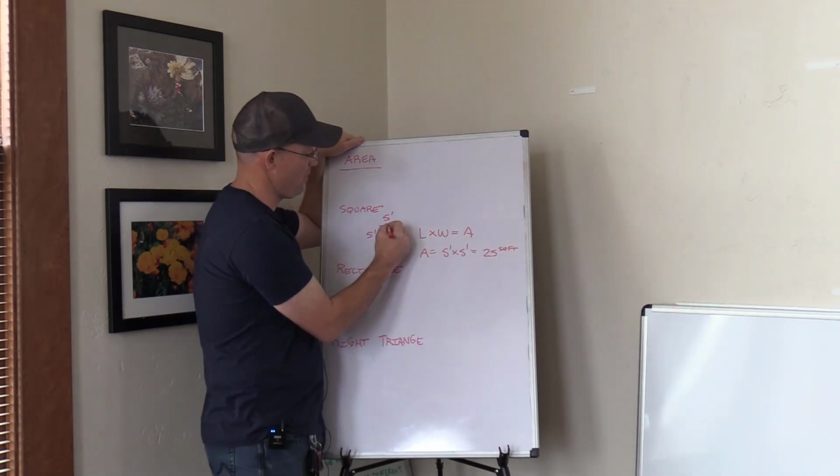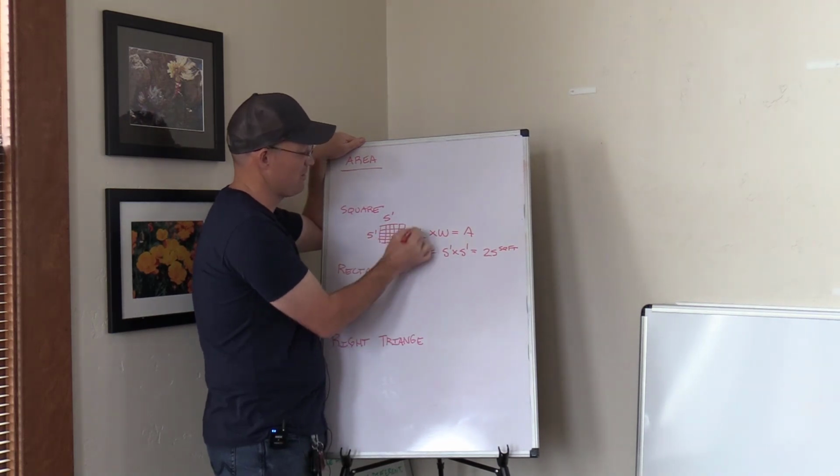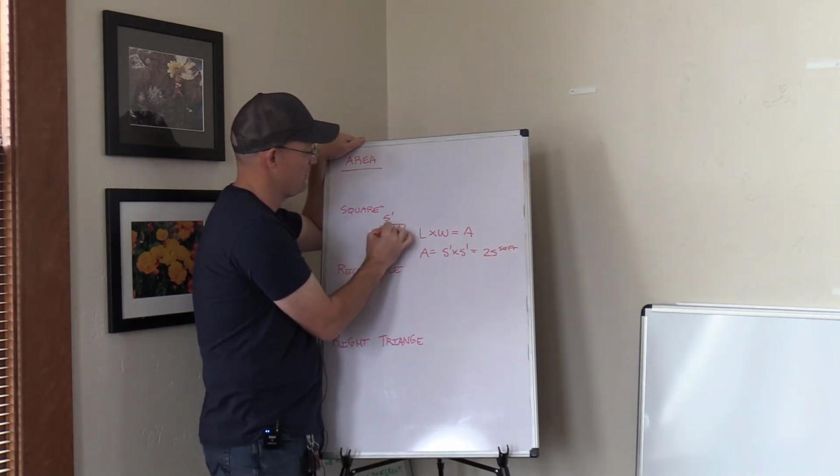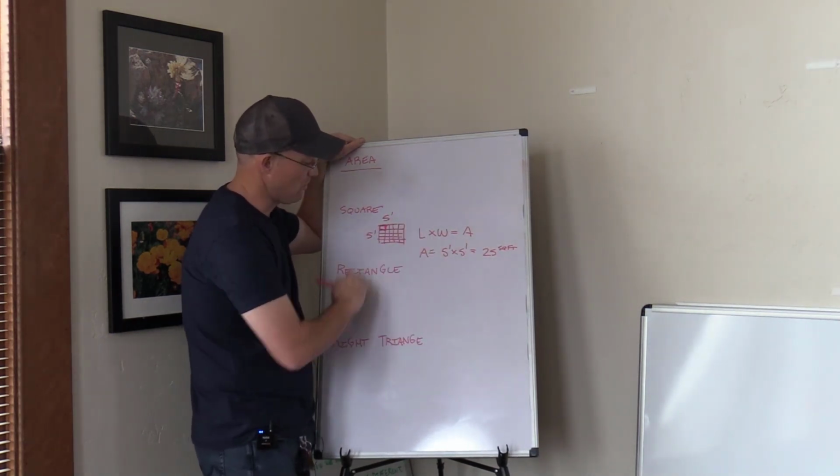One way to picture that is if you drew a grid of 5 rows and 5 equal columns, and you counted those up, there'd be 25 of them, 25 square feet. Each square is a foot by a foot, that's a square foot. So that's one way to think about it.